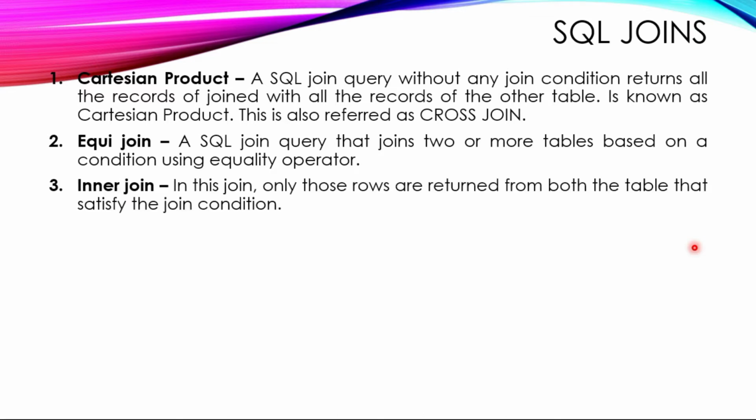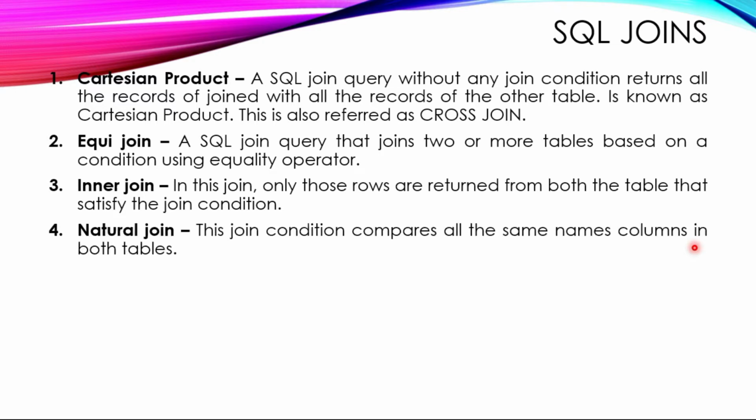Next is your inner join. In inner join, only those rows are returned from both the tables that satisfy the join condition. Whatever condition is given, other than equal to, greater than, less than, whatever condition is given based on both the tables, and whatever output you get on satisfying that condition, that type of join is called inner join. Next is your natural join. This join condition compares all the same name columns in both the tables. So if both the tables have similarly named columns, it will include both the columns of that table.